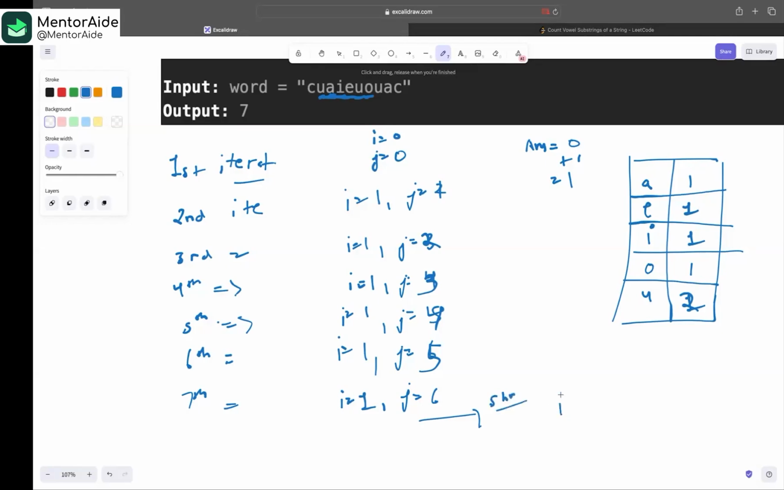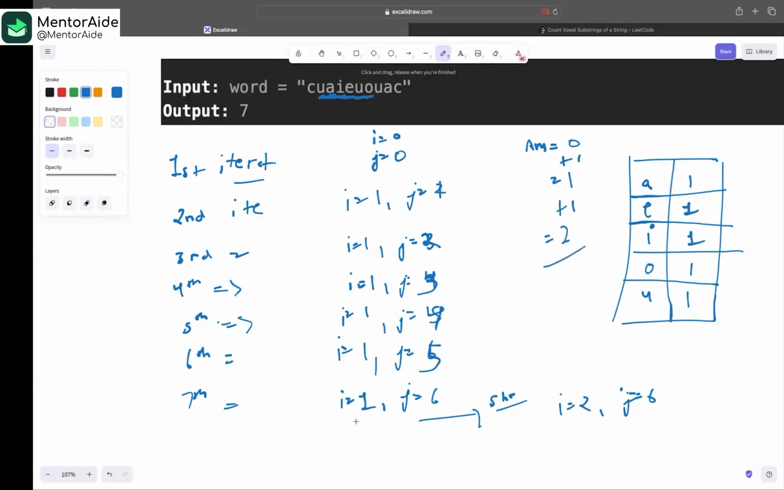So you will increment I. So I will become what? 2. J will still remain 6. When we are incrementing the I, we need to also update this hash map. So what was it? I equal to 1, U. So we'll decrement the count of U to 1. Correct. So new count of U would be 1. And we can see we have again found out one more substring.